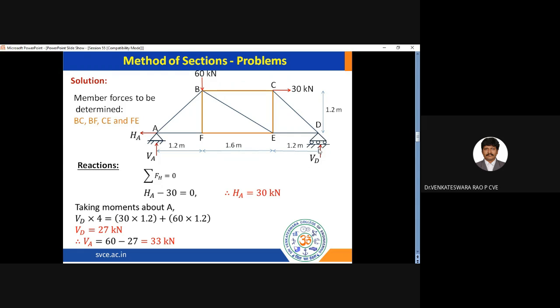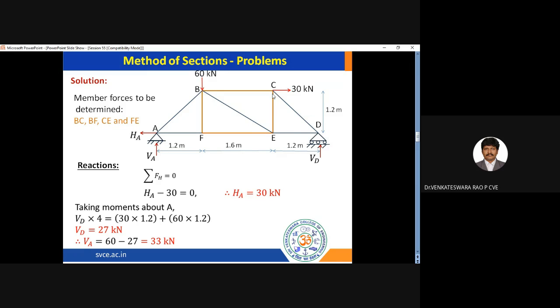So VD into perpendicular distance: 1.2 plus 1.6 plus 1.2, which is 4. Then any other anti-clockwise, I think that's all, is equal to the clockwise only about A. If you take A as the center of a circle, this is clockwise. So anti-clockwise is equal to clockwise: 30 into perpendicular distance, which is the vertical distance, 1.2.